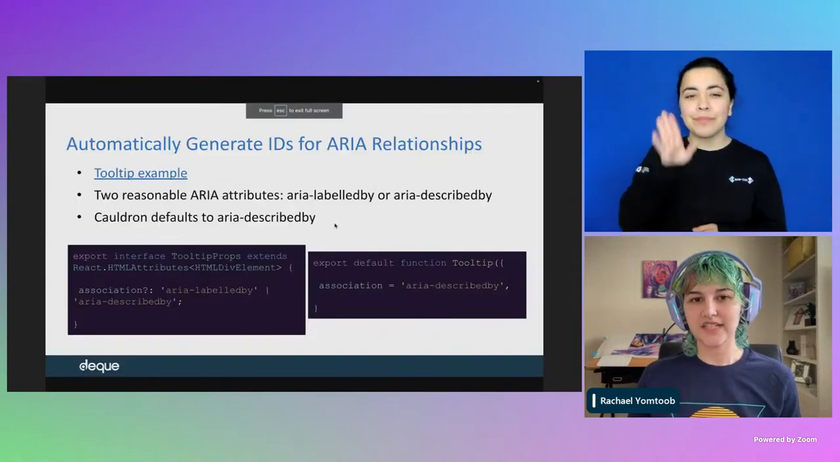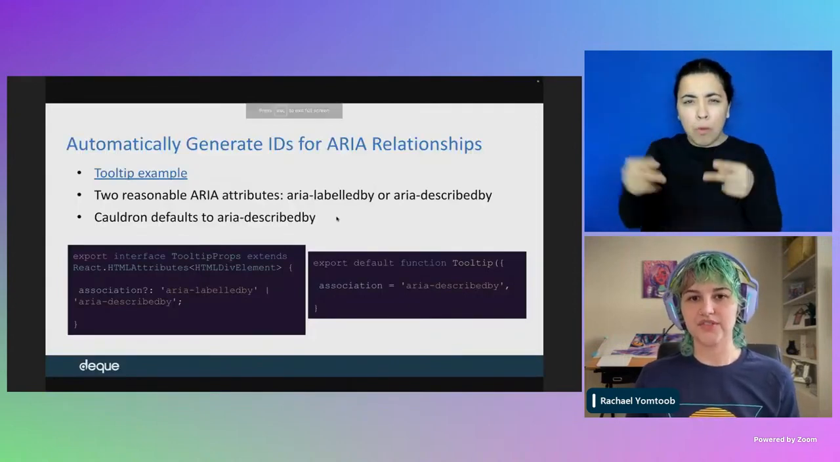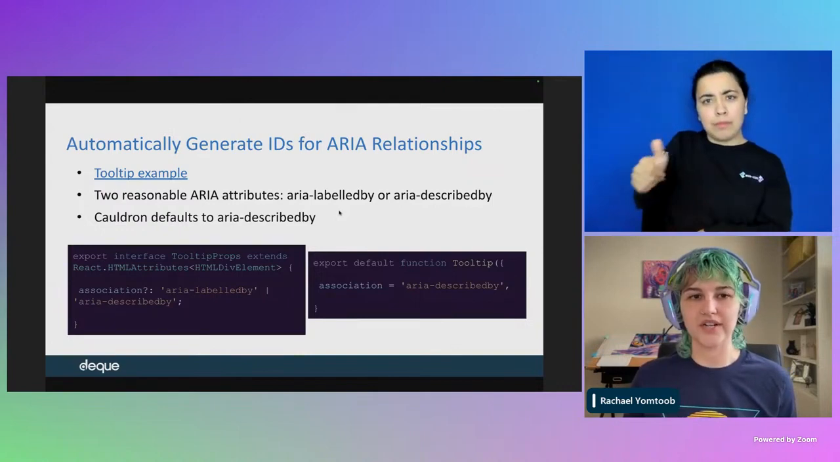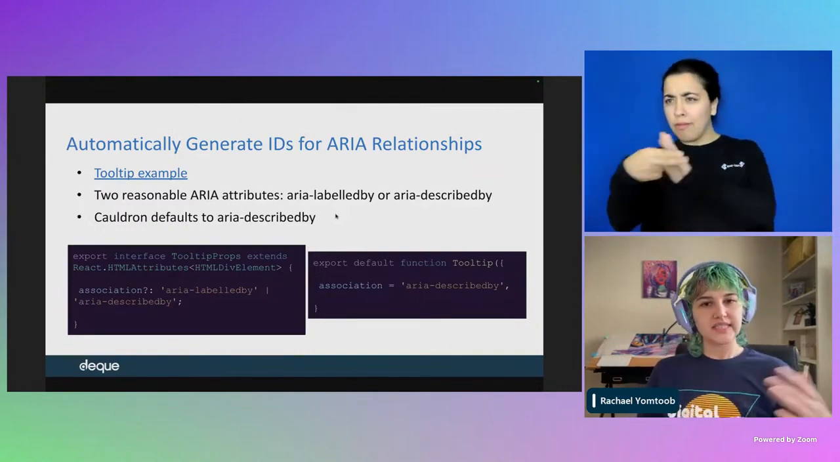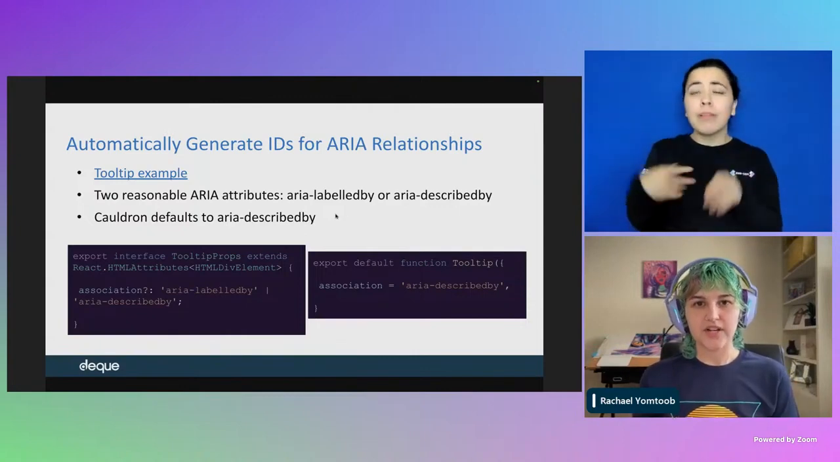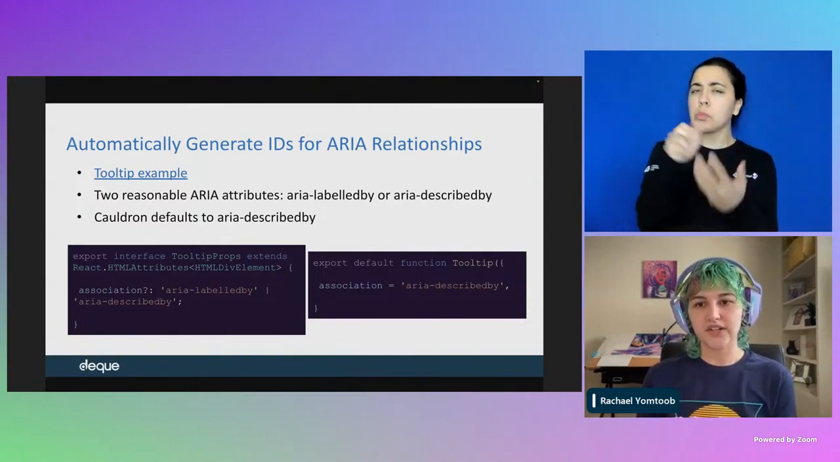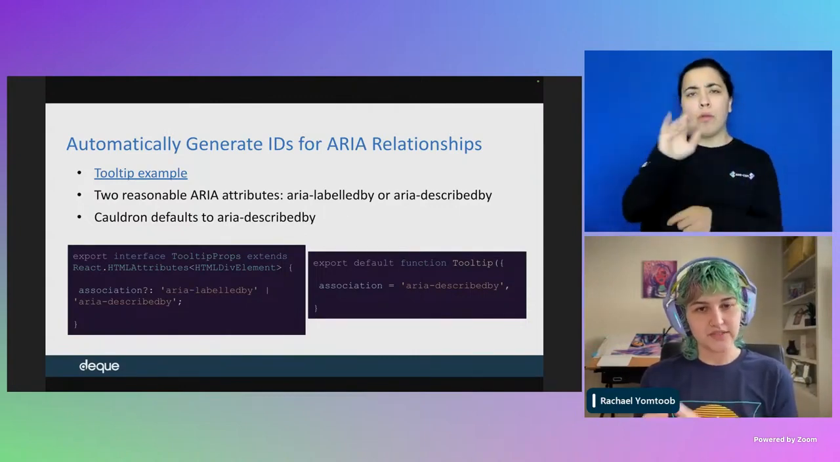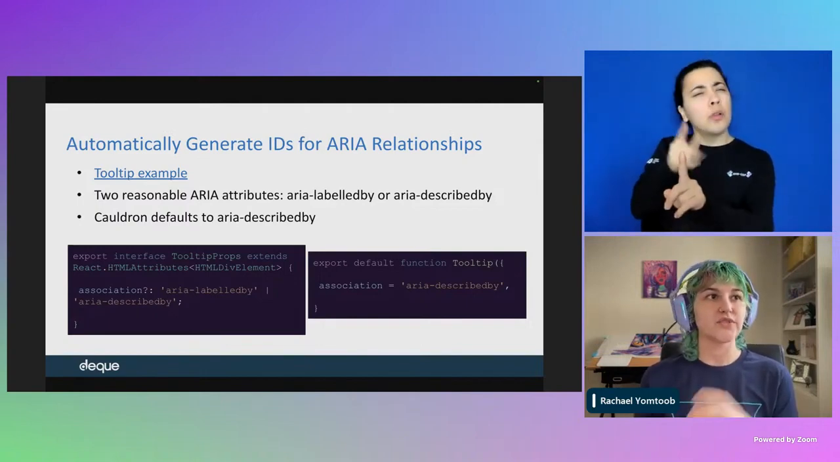All right, now I'm going to head back over to my slides and we'll dig into the code and how we actually implement that and allow our users to choose between aria-labelledby or aria-describedby. So in this case, as I've explained with our examples, there's two reasonable aria attributes that can be used on the target element of our tooltip. So the target would be the element that triggers the tooltip.